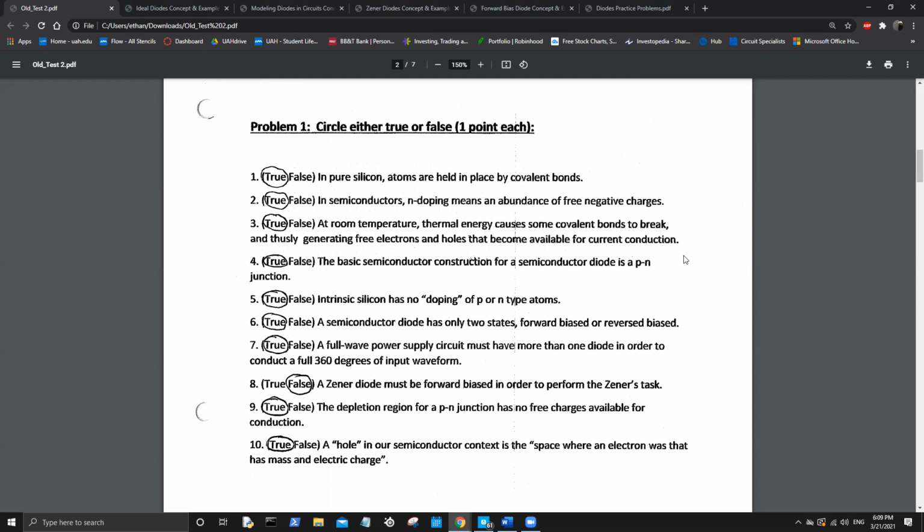Number 3, true, false: at room temperature, thermal energy causes some covalent bonds to break, thusly generating free electrons and holes that become available for current conduction. As you can see, this is true. And there's actually a really nice graph that shows you how temperature affects silicon that is doped and non-doped.